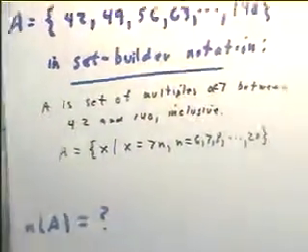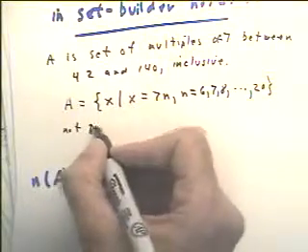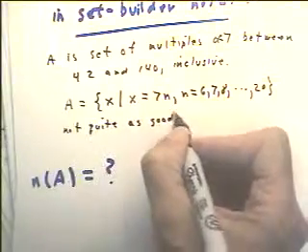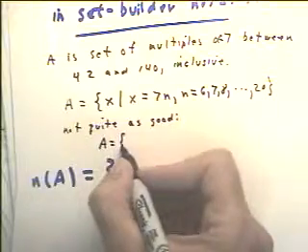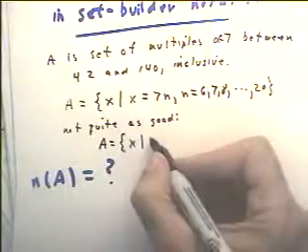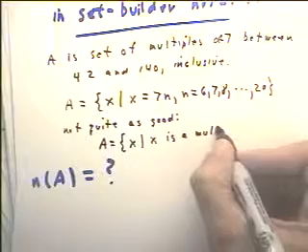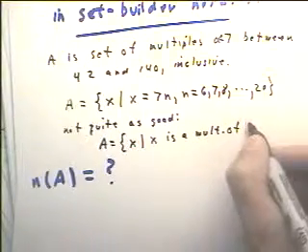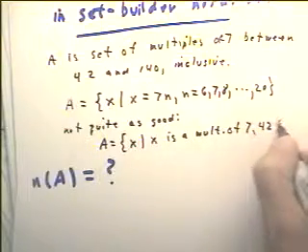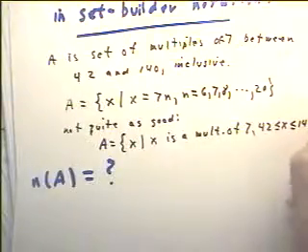This is really the best way to write it. This one is not quite as good. We could say A is a set of X such that X is a multiple of 7 and 42 is less than or equal to X is less than or equal to 140.